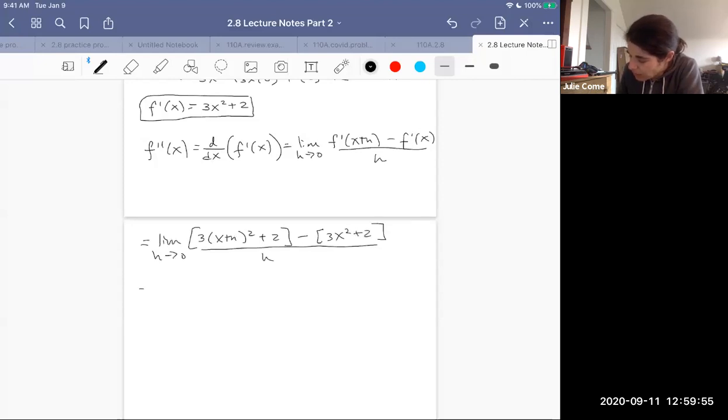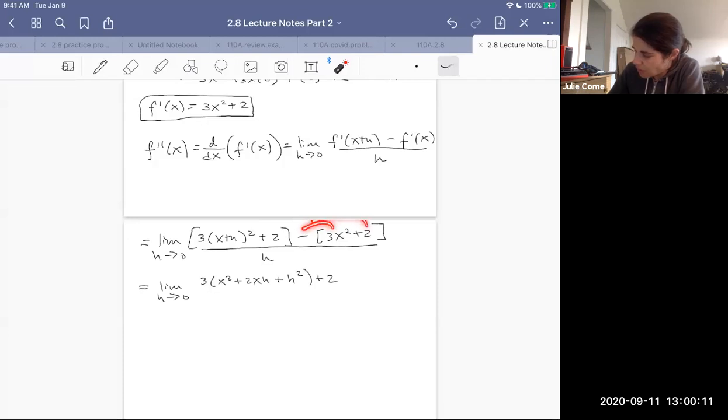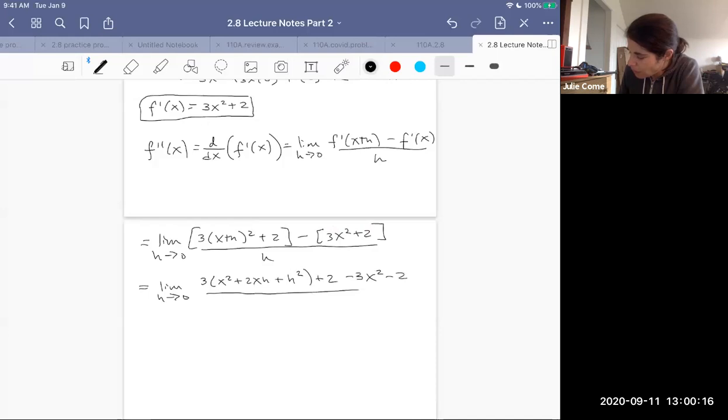And again, I'm going to expand the numerator. So now I get the limit as h goes to 0 of 3 times (x squared plus 2xh plus h squared) plus 2. If I distribute in the minus sign here, I'm going to get a minus 3x squared and a minus 2 all over h, and I'll distribute that 3 in front of the first parenthesis, and I'll get 3x squared plus 6xh plus 3h squared plus 2 minus 3x squared minus 2 all over h.